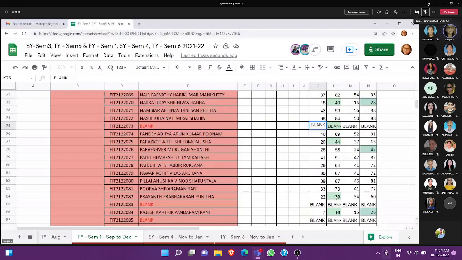Prashant, roll number 82, defaulter, because he is defaulter in one subject. And Parveshwar is a defaulter in one subject. Okay. And then Rajesh Karthik is a defaulter. He's the chronic. Rajesh, are you there?